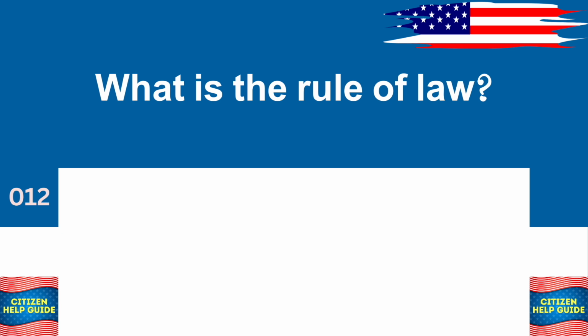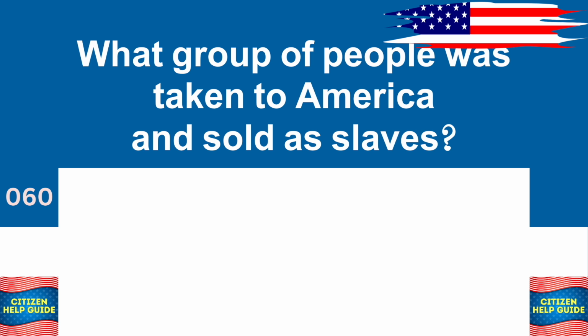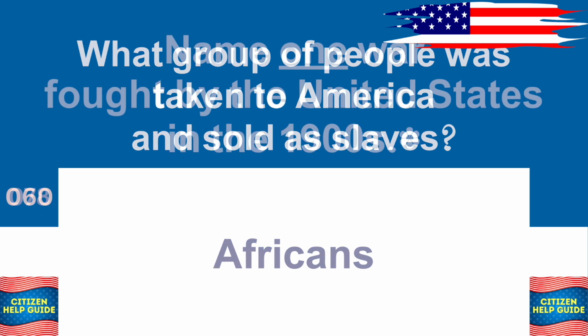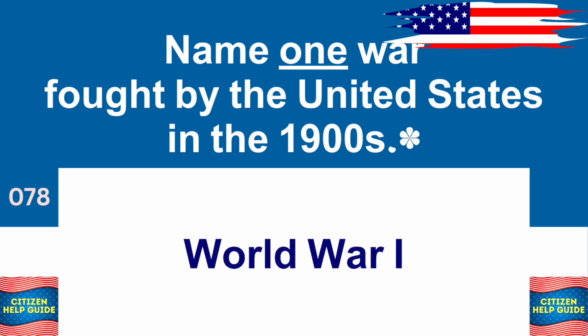What is the rule of law? Everyone must follow the law. What group of people was taken to America and sold as slaves? Africans. Name one war fought by the United States in the 1900s. World War I.